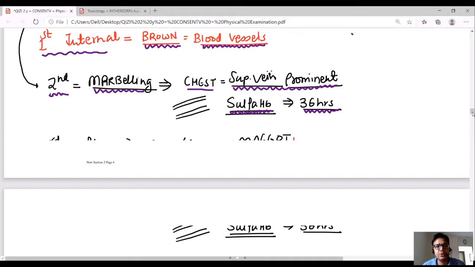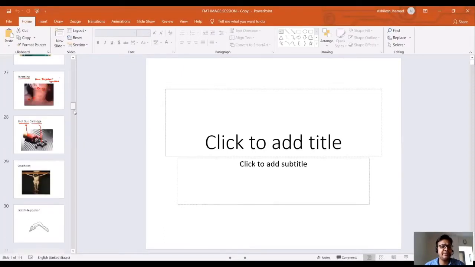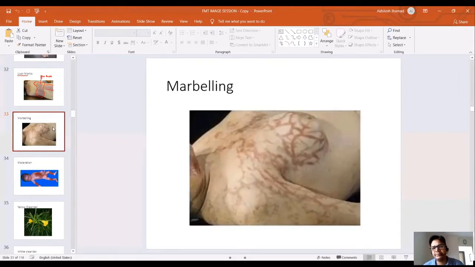Yes, as I told you, superficial veins are prominent in some areas. This is known as marbling. This is a picture of marbling. You will see this. See, this is marbling.